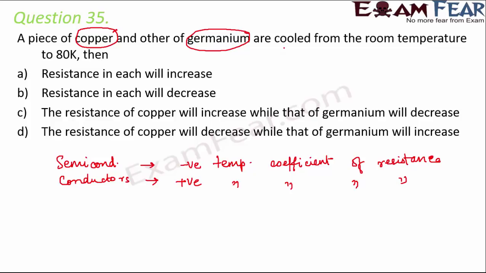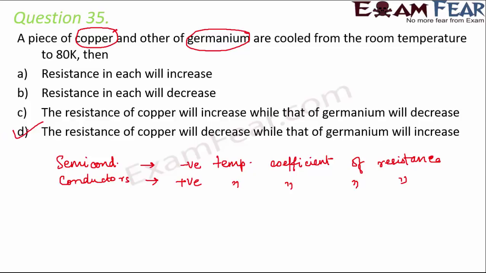Now in this case, what is happening? Both of these are cooled from room temperature. That means their temperature is decreasing. So temperature decreasing means the resistance for the conductor will decrease, and the resistance for the semiconductor will increase. So the resistance of copper will decrease and the resistance of germanium will increase. So the correct option is D.